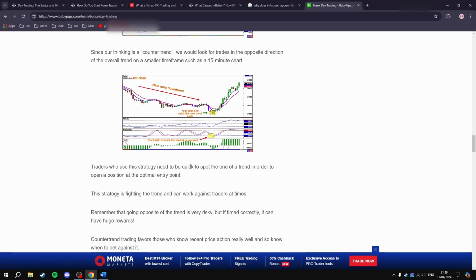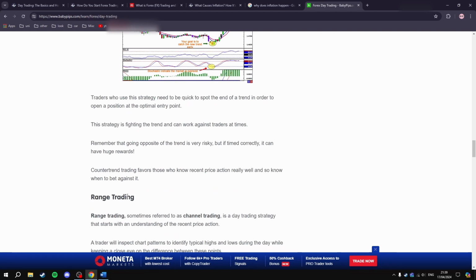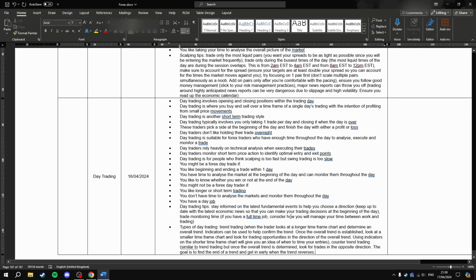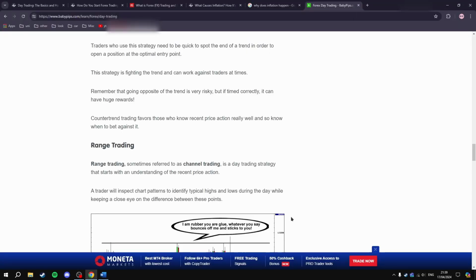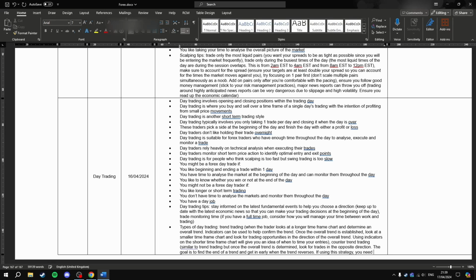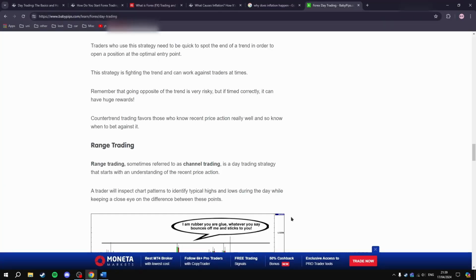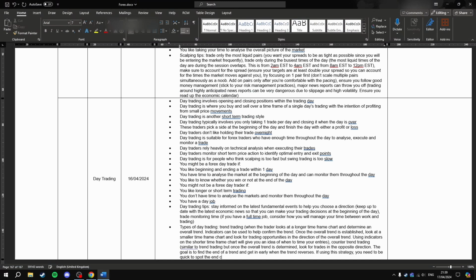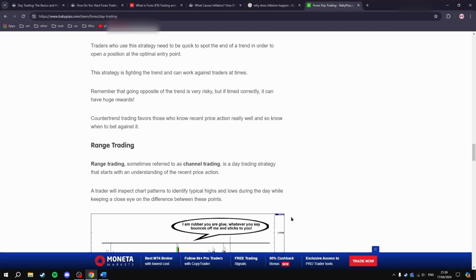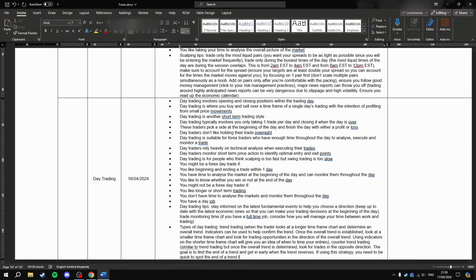Traders who use this strategy need to be quick to spot the end of a trend. So if using this strategy, you need to be quick to spot the end of a trend in order to open a position at the optimal entry point.